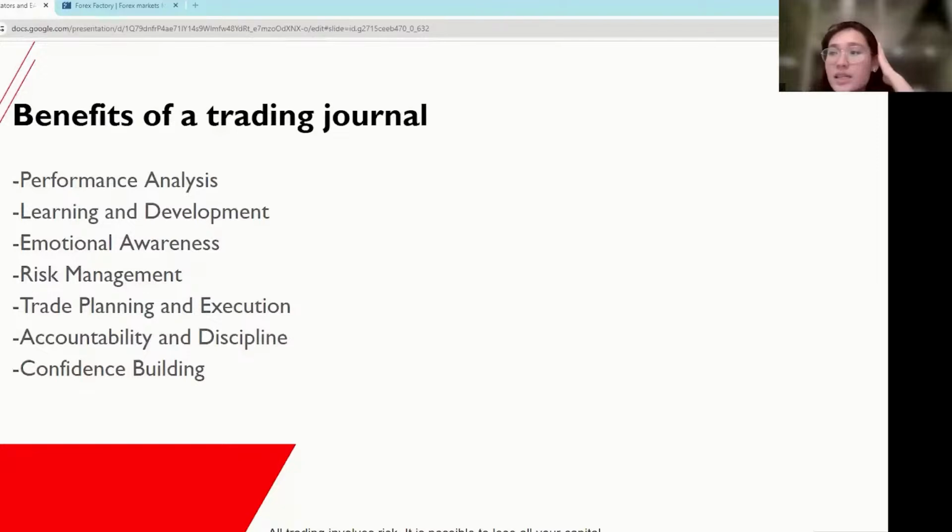And secondly, learning and development. This is pretty straightforward, but basically it's reflecting and learning on your decision-making process, identifying errors or missed opportunities that enables you to continually refine your trading strategy.